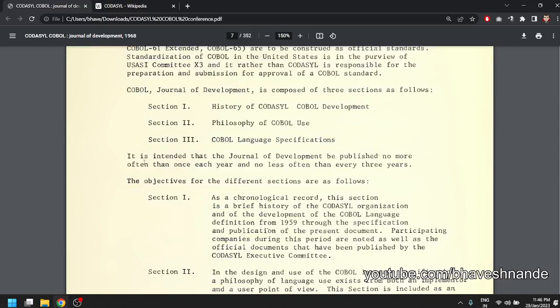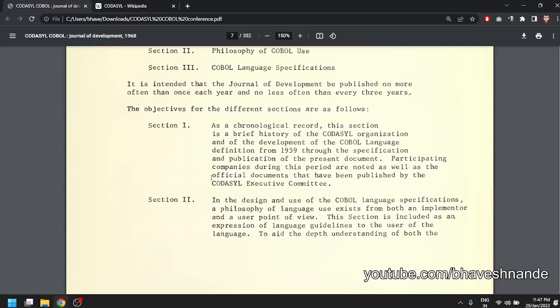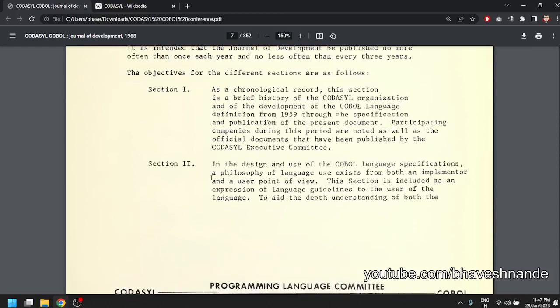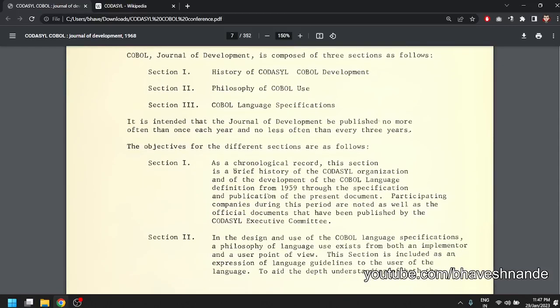It is intended that the Journal of Development be published no more often than once each year and no less often than every 3 years. So these people are trying to have at least one publication every 3 years and at max one every year. Okay, the objectives for the different sections are as follows. So yeah, they are expanding on the sections which we saw.